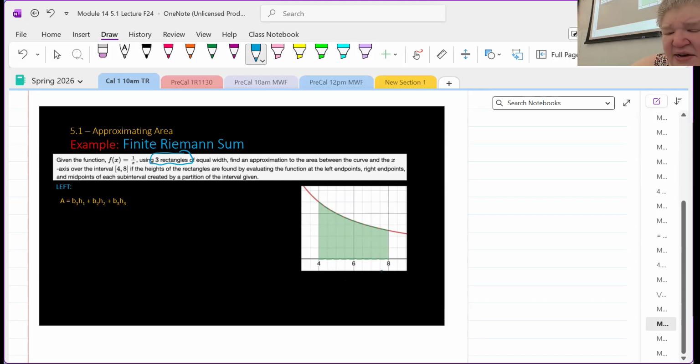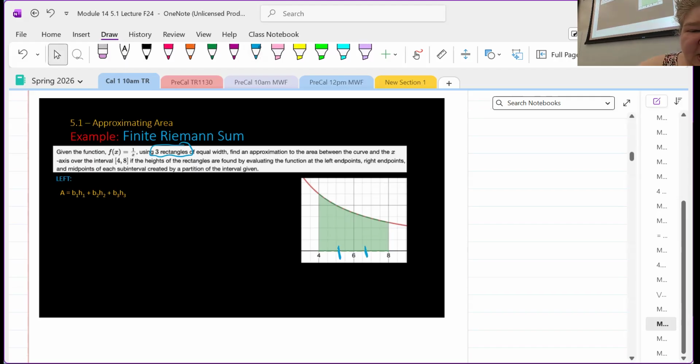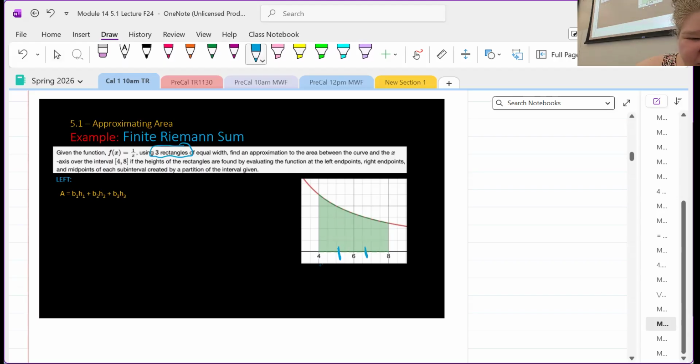So my total length here, 8 minus 4, is 4 units, and I need to split that into 3 equal widths. Ugh, I can't draw lines. So just looking at the picture, the tick marks are roughly there, but each of these widths is going to be 4/3. That's just the distance between them.